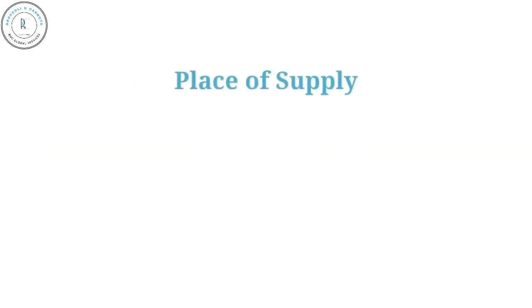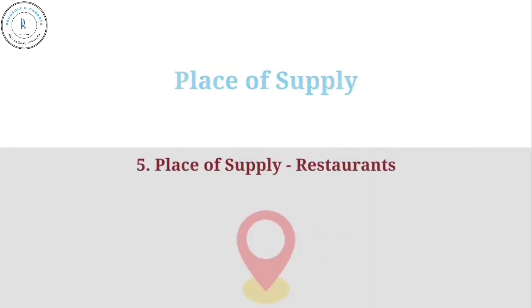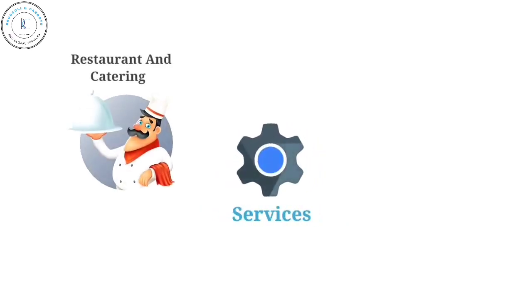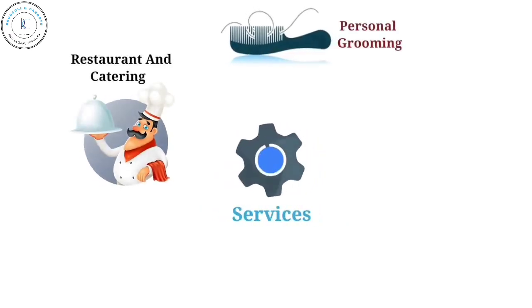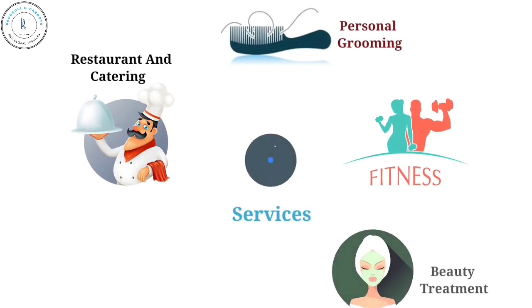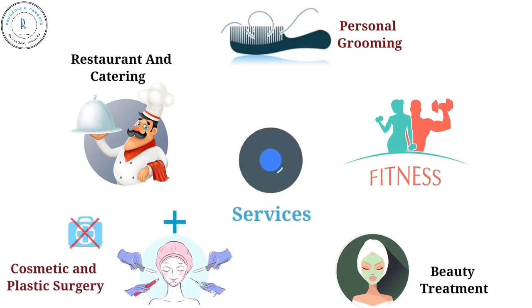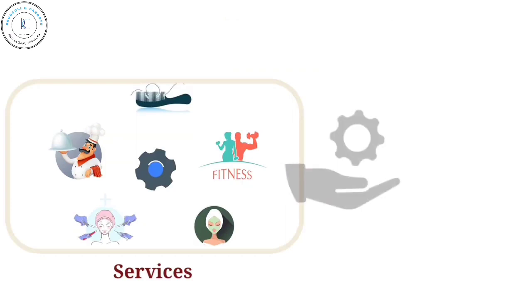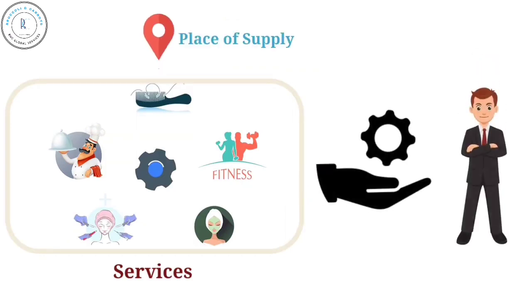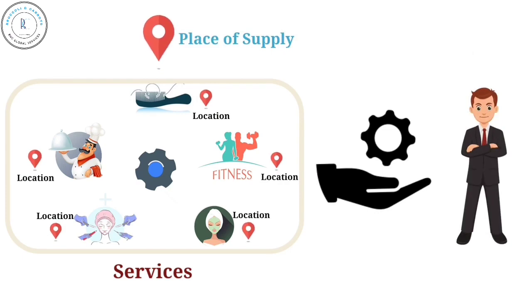Today, we shall be discussing the concept of place of supply for restaurants. If the services of restaurant and catering, personal grooming, fitness, beauty treatment, health service, such as cosmetic and plastic surgery for beauty purpose only, and not basic health services, which is exempt from GST, is provided to any person, then the place of supply will be the location where the services are actually performed.